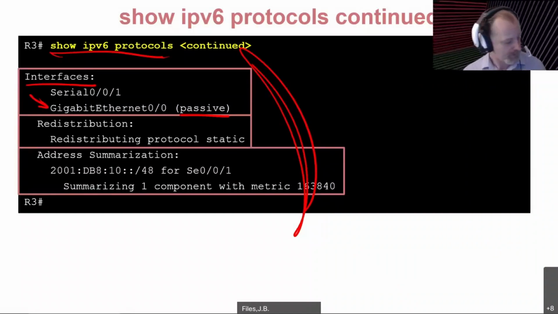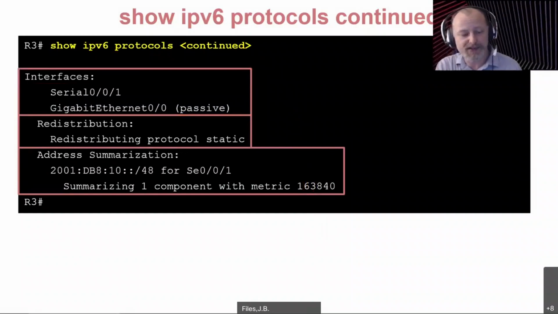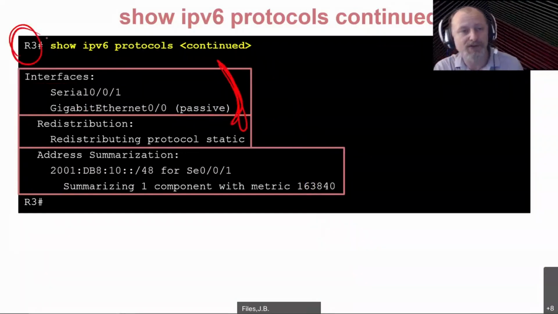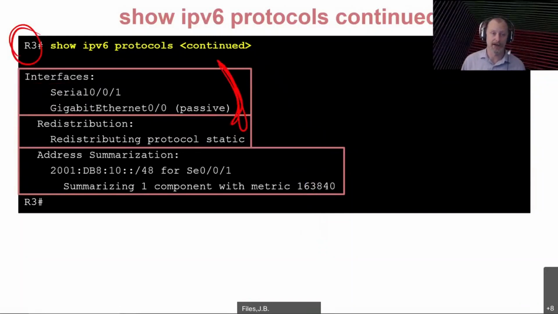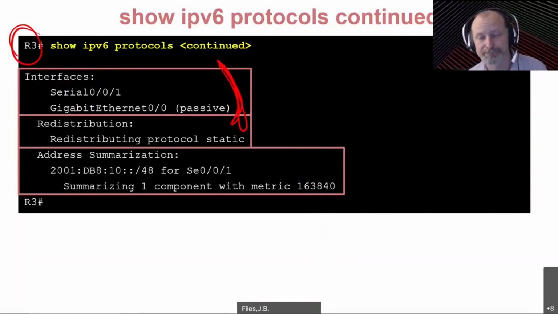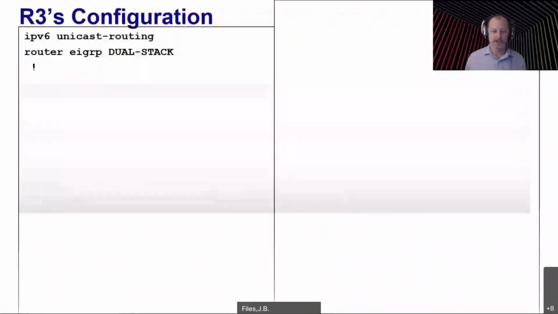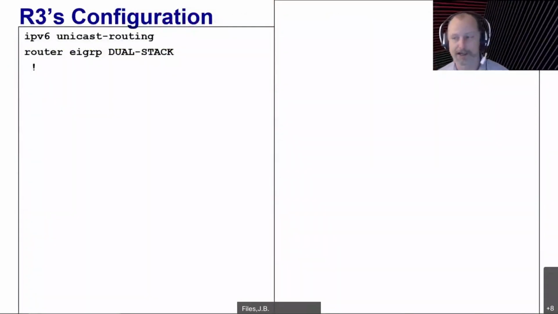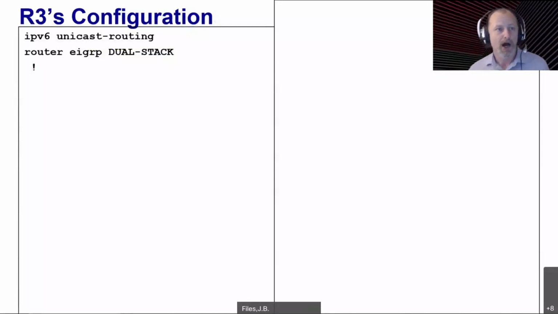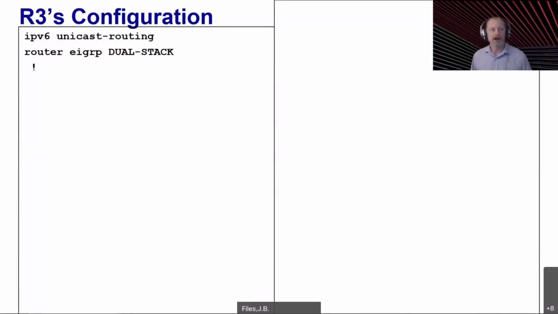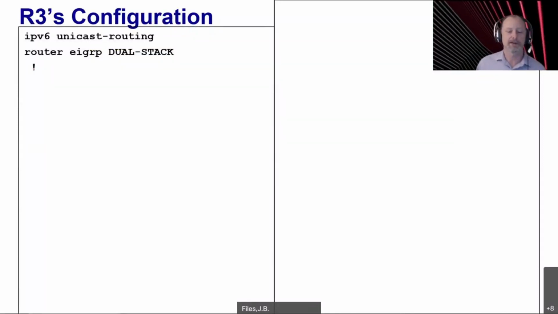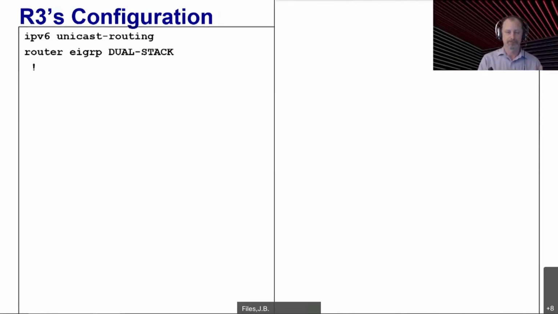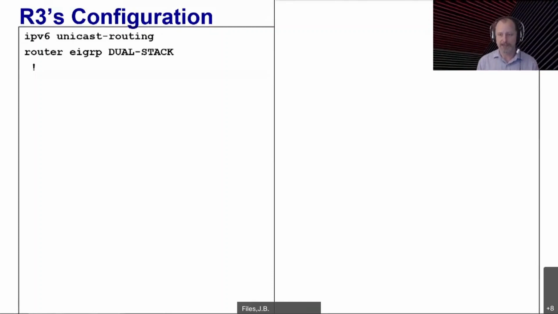Oh, and also gigabit 0/1, by the way, is not listed here because remember, that was the one that we shut down. That's the WAN interface. So it's not listed at all. All right. So let's take a look at the interface overall. Almost done, guys. Getting really close. R3 configuration. All right, so IPv6 unicast routing. There's our main EIGRP named process.